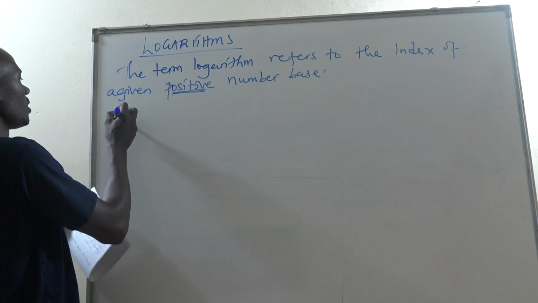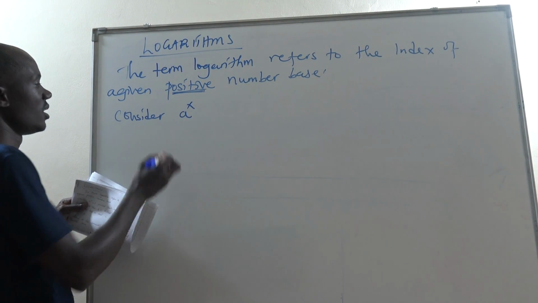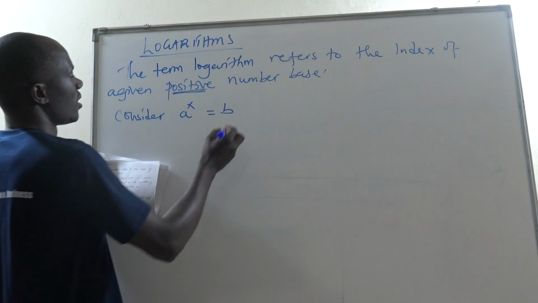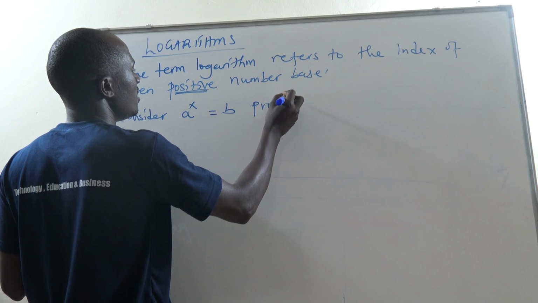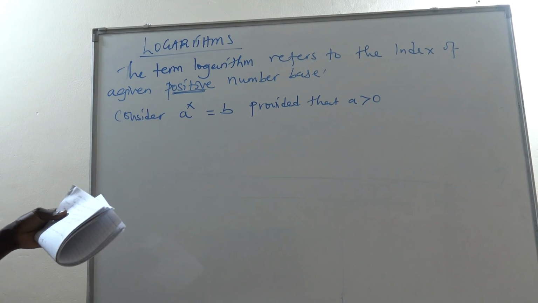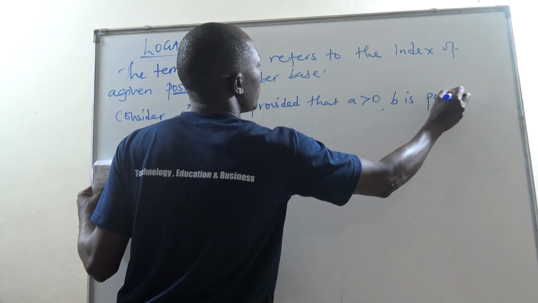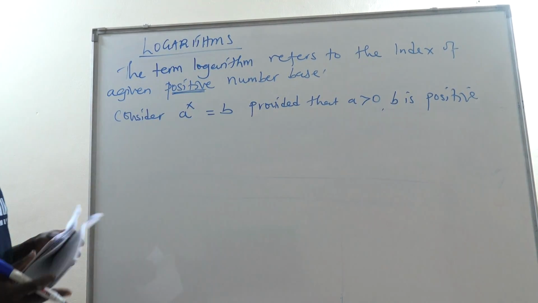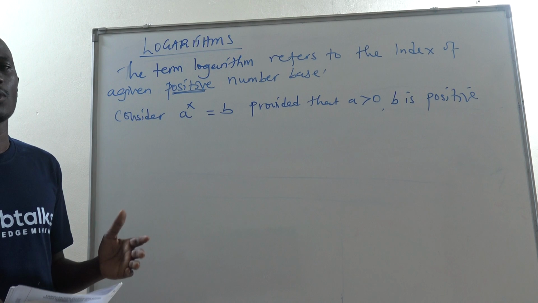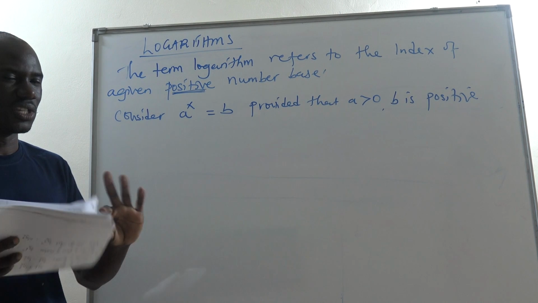We can move on and consider a to power x. Remember we are dealing with indices. a power x equals b, provided that a is greater than 0, and b is positive also. So you don't start with a equal to 0, because it will be meaningless. We are dealing with numbers greater than 0. You cannot say that 0 is negative, so we also exclude it.